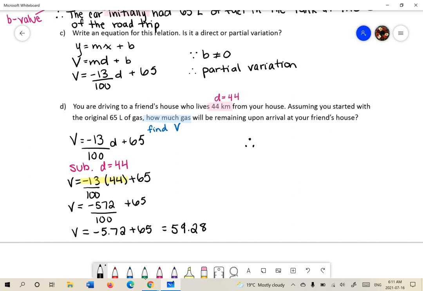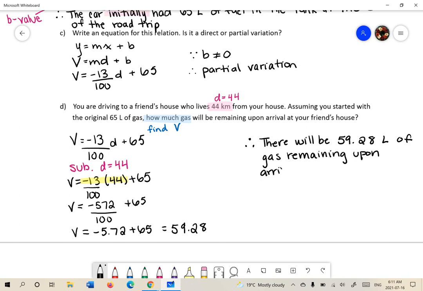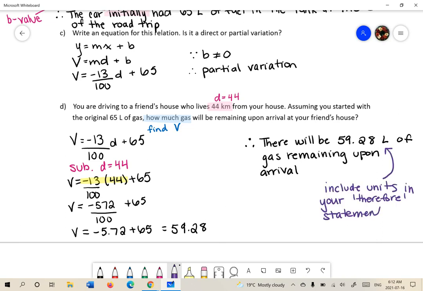Therefore, there will be 59.28 liters of gas remaining upon arrival. And one more thing to note is to always include units. This question was presented to me in words, so it's important that I answer it in words using a therefore statement.